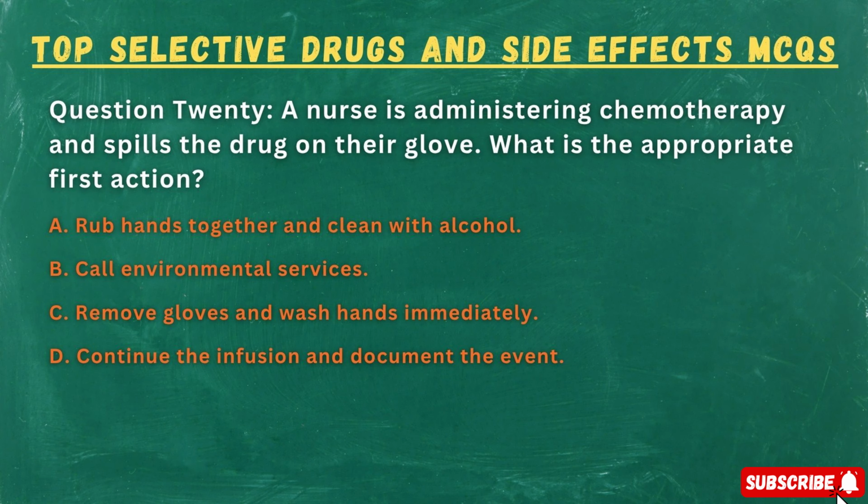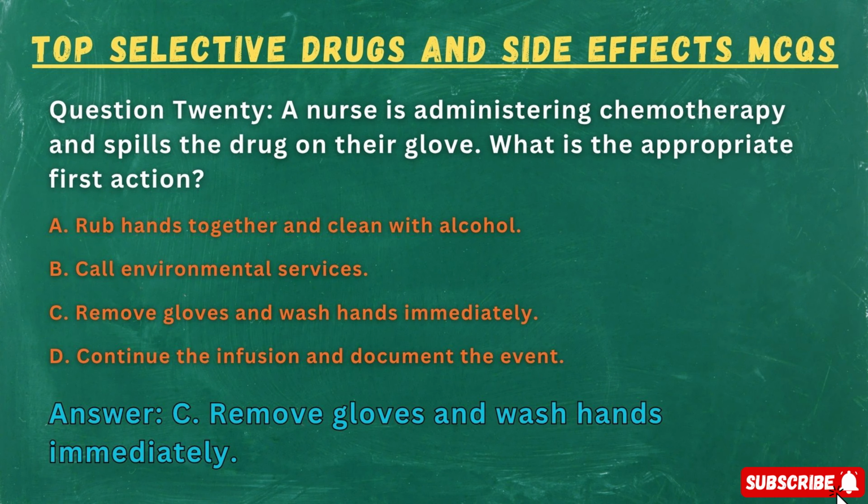Question 20. A nurse is administering chemotherapy and spills the drug on their glove. What is the appropriate first action? A. Rub hands together and clean with alcohol. B. Call environmental services. C. Remove gloves and wash hands immediately. D. Continue the infusion and document the event. Answer: C. Remove gloves and wash hands immediately.